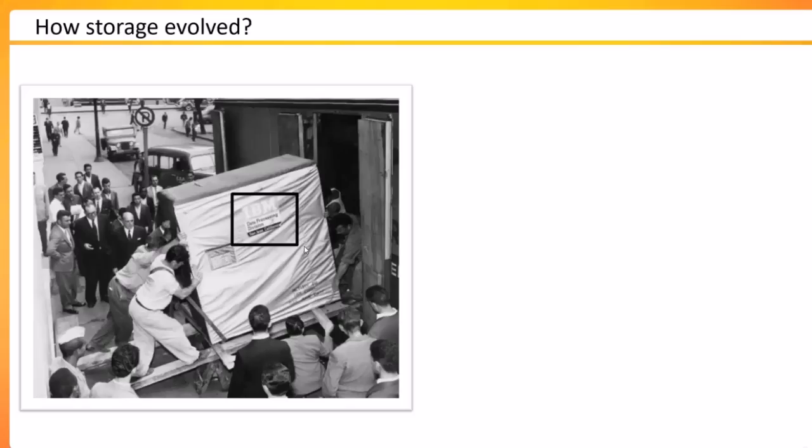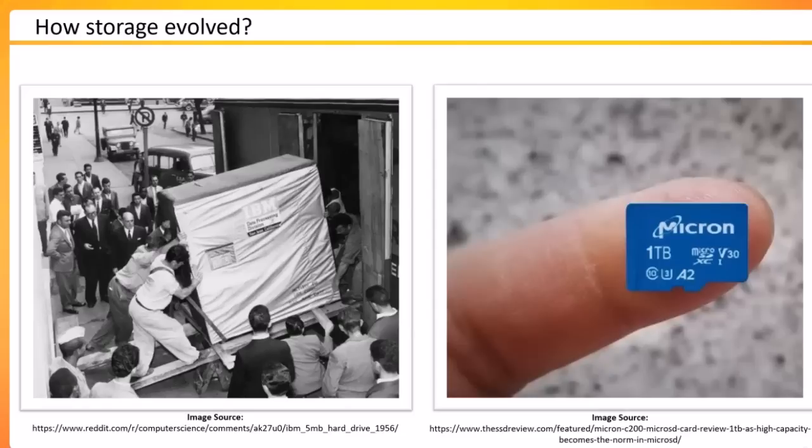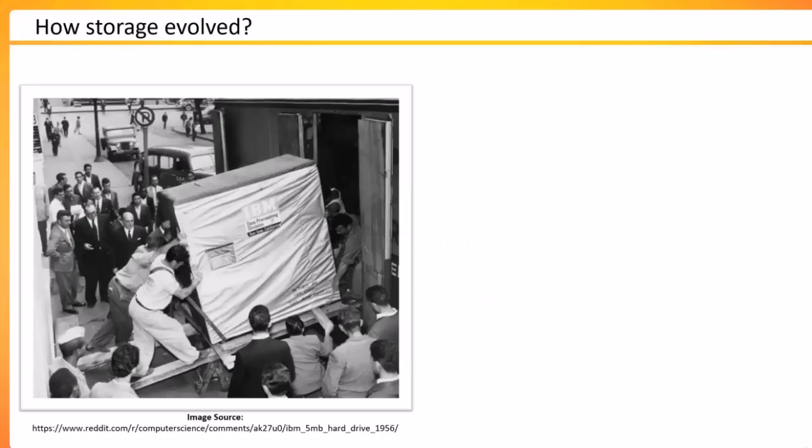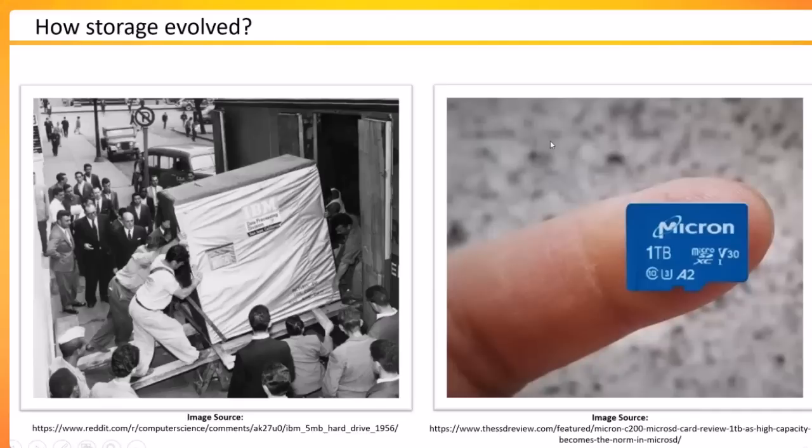What you are witnessing here is a 5 MB hard drive being shipped from IBM. 5 MB. Imagine that. This was called a portable hard drive. Yes, it is portable, with 8 men and 1 van. Now, what we are trying to explain here is how storage has evolved. See this picture now. What you are seeing here on your fingertip is a 1 terabyte memory card.